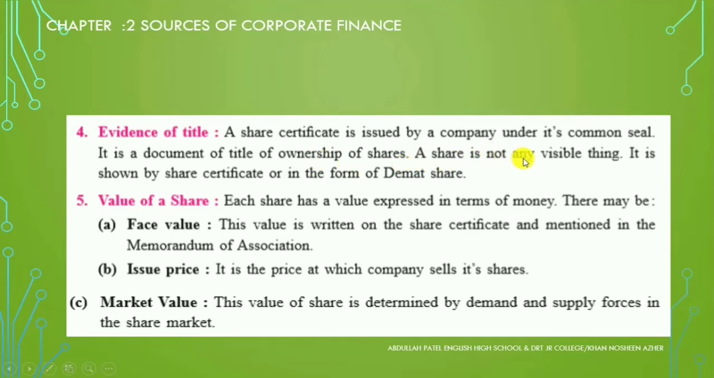A share is not any visible thing. You cannot touch it, it is not in a physical way. You cannot see that. It is shown by a share certificate or in the form of demat shares. That means this is just a numbering. You can transfer your shares from one person to another person. You get the share certificate, but there is no physical existence.